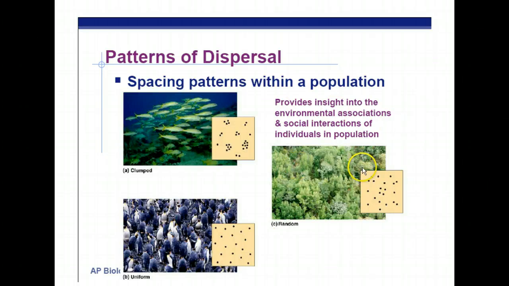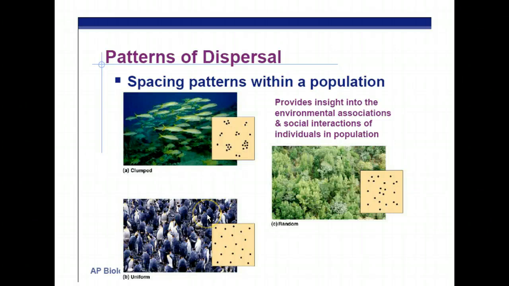Random pattern of dispersal is seen most commonly in things that are either solitary hunters, like some of the cats out there, like a cheetah, as well as things that spread themselves by natural processes. In the case of trees, the seeds are randomly spread by wind, so they have a random pattern of dispersal.